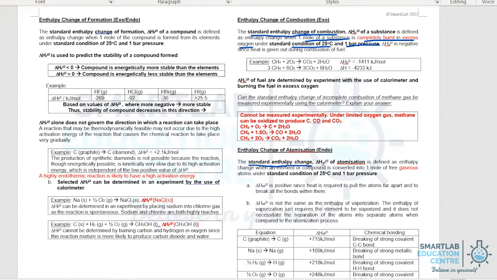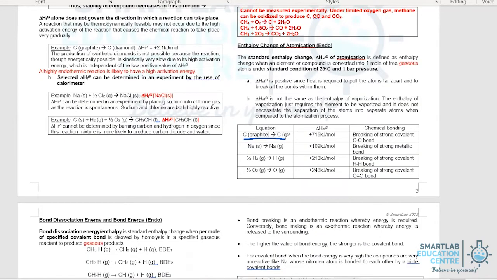Next, we have the standard enthalpy change of atomization. The standard enthalpy change of atomization is to produce 1 mole of free gaseous atoms from an element or compound. In the case of the standard enthalpy change of atomization of carbon, you will find that it is the energy required to break the strong covalent bond between carbon atoms in a graphite giant molecular lattice structure.